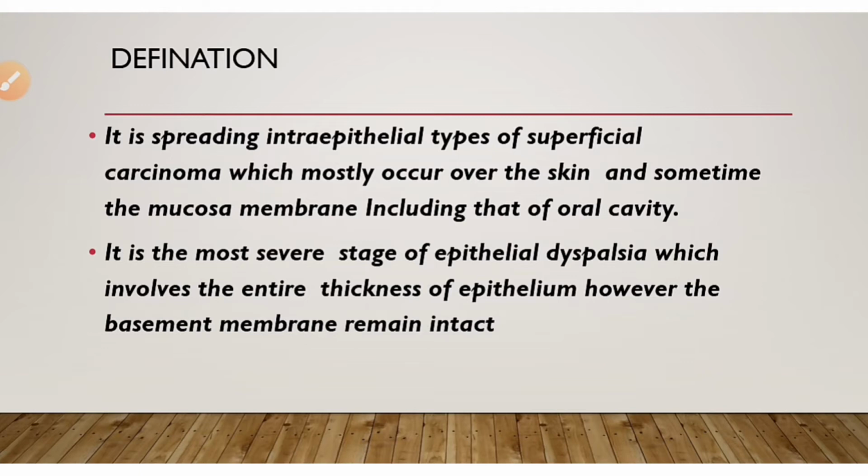Also, it is the most severe stage of epithelial dysplasia, which involves the entire thickness of the epithelium. However, the basement membrane remains intact. This is the last stage of epithelial dysplasia. Epithelial dysplasia means the shape, size, and color of the epithelial cells change.